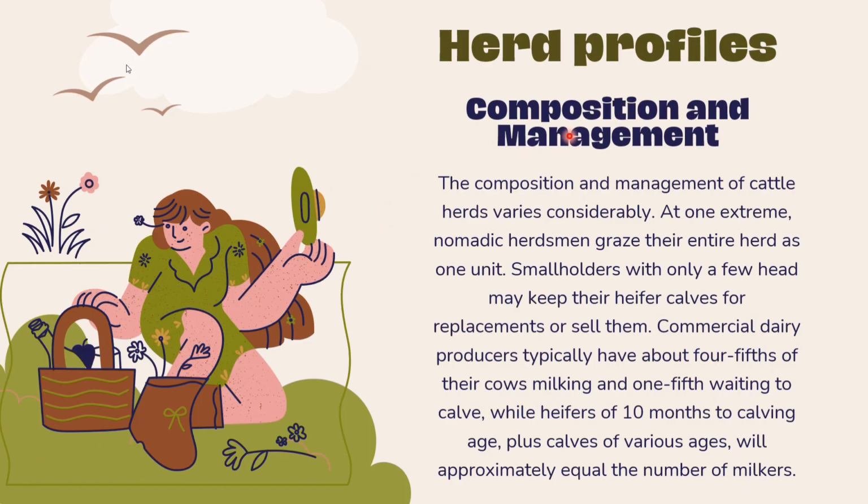Herd profiles. The composition and management of cattle herds varies considerably. At one extreme, nomadic herdsmen graze their entire herd as one unit. Smallholders with only a few head may keep their heifer calves for replacements or sell them. Commercial dairy producers typically have about 4/5 of their cows milking and 1/5 waiting to calve, while heifers of 10 months to calving age, plus calves of various ages, will approximately equal the number of milkers.